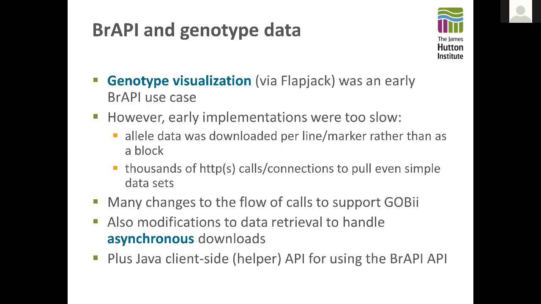In terms of what we've done with BRAPI and Flapjack and Germinate, the genotypic visualization use case was one of the early ones we had to deal with. The genotypic data adds up to quite a lot if you're dealing with tens of thousands or millions of markers, and potentially tens of thousands of lines. Some of the early methods we tried, as an individual HTTP call for this line, this marker, what's that allele called, just weren't going to work at all.